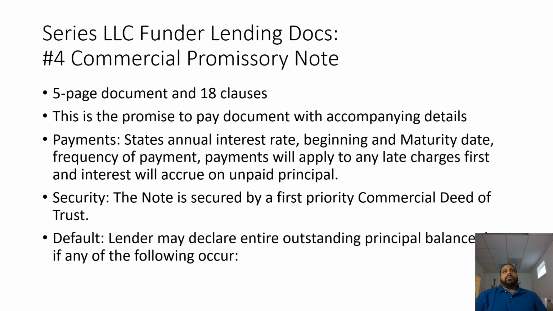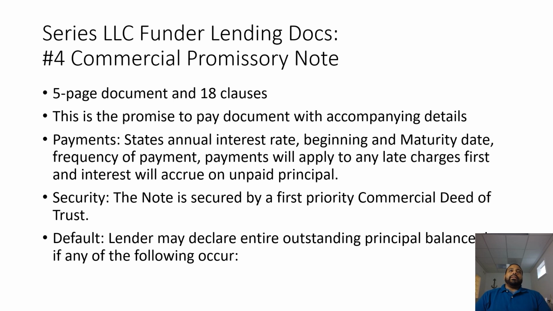The payment details, meaning the annual interest rate that is agreed upon, the beginning date of the loan, the maturity date, meaning the date that the loan needs to be paid off, the frequency of payments, and how the payments will be applied. For instance, in our promissory note, the payments will apply to any late charges first, and interest will accrue on any unpaid principal. That's a typical clause in a promissory note, but that needs to be outlined.